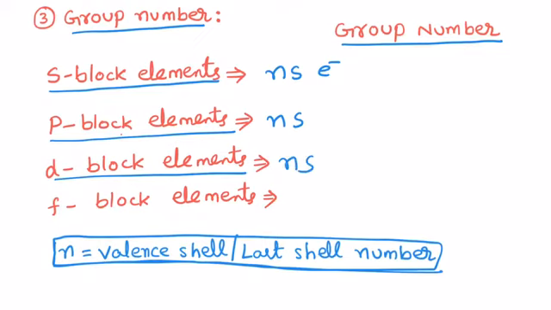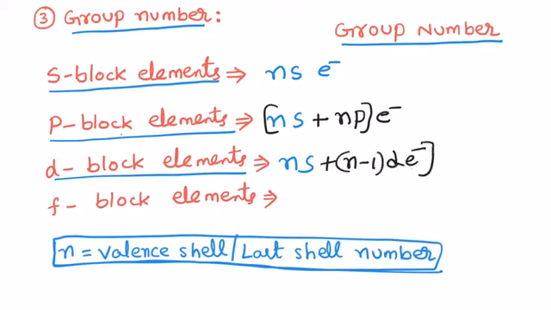Along with that, in case of P block, very simple, we have to see np electrons. In case of D block elements, very simple, (n minus 1) d electrons. (n minus 1) d.